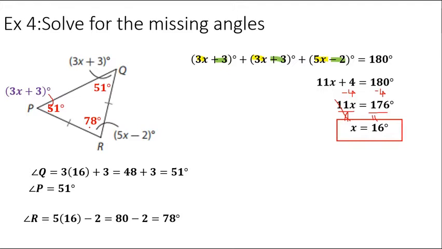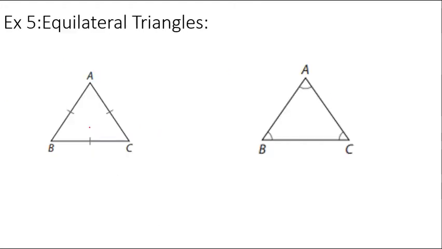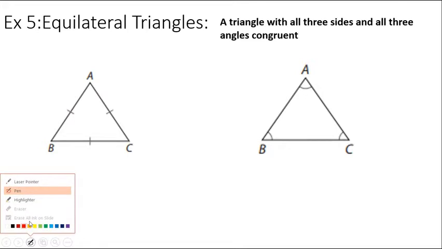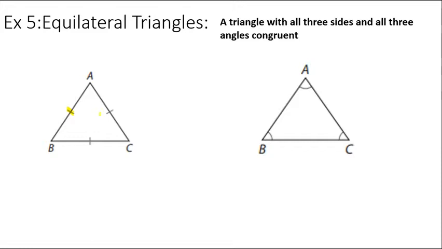Okay, so now let's go into example 5. This time we're going over equilateral triangles. An equilateral triangle is just a triangle with all three sides and all three angles congruent to each other. In the first triangle, remember the marks here just mean that all three sides are congruent to each other. So we say all three sides are congruent, which means that triangle is called equilateral.